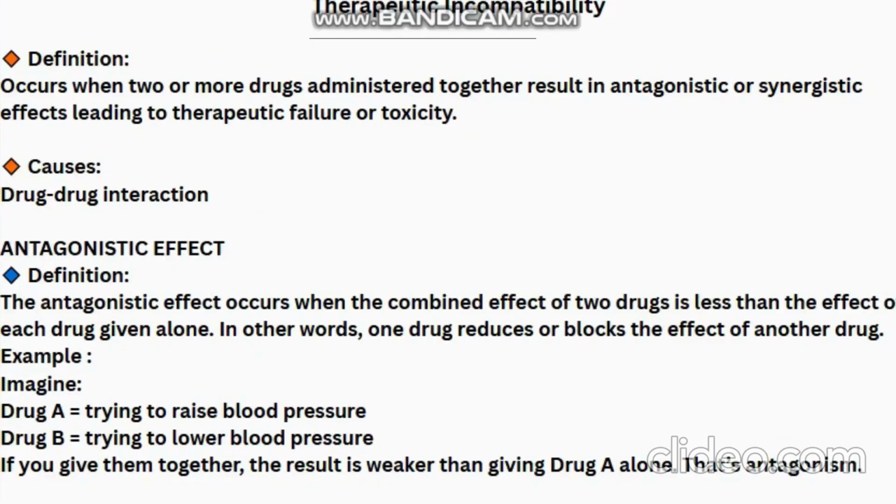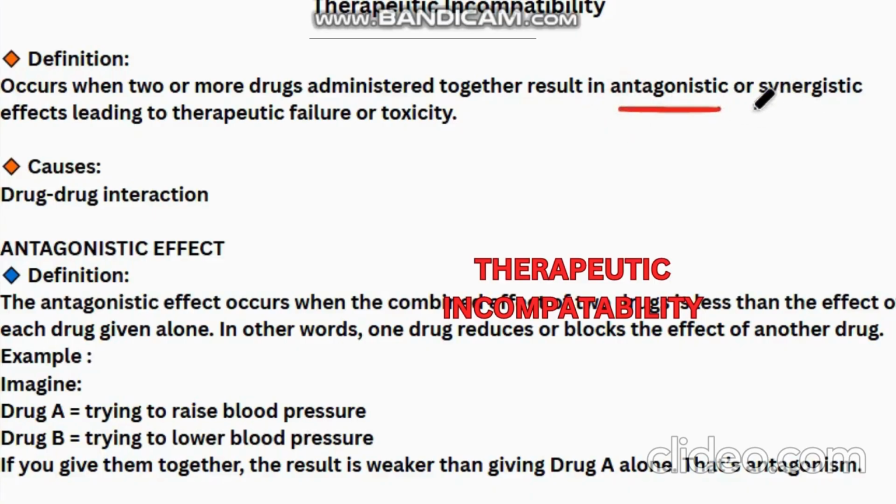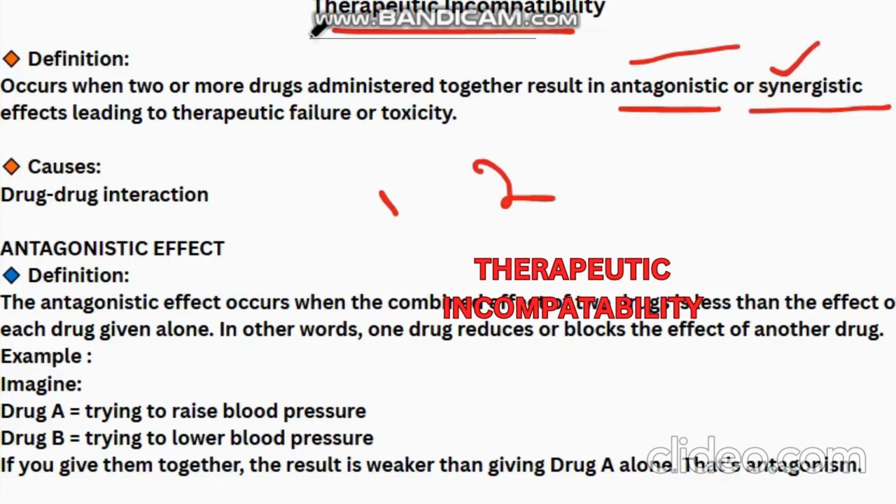Therapeutic incompatibility. Therapeutic incompatibility occurs when two or more drugs are administered together and result in two effects. Either it may cause an antagonistic effect or it may cause a synergistic effect. The condition for therapeutic incompatibility is that it is not possible with one drug. It should be given with two or more drugs. So when two or more drugs are administered to the same person, it may lead to therapeutic incompatibility, either an antagonistic effect or a synergistic effect.